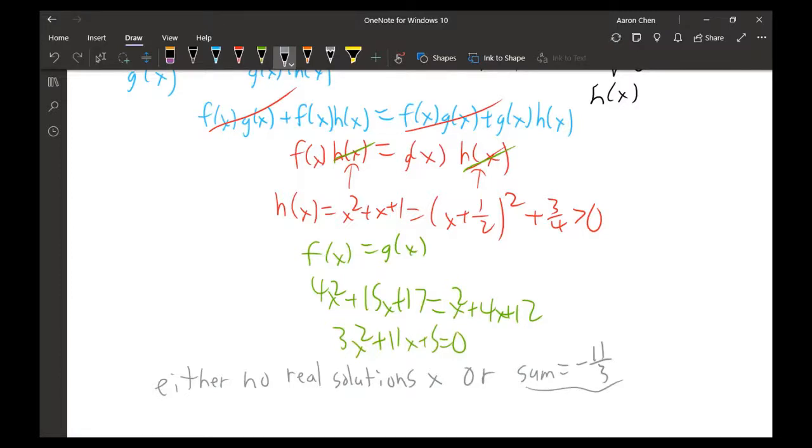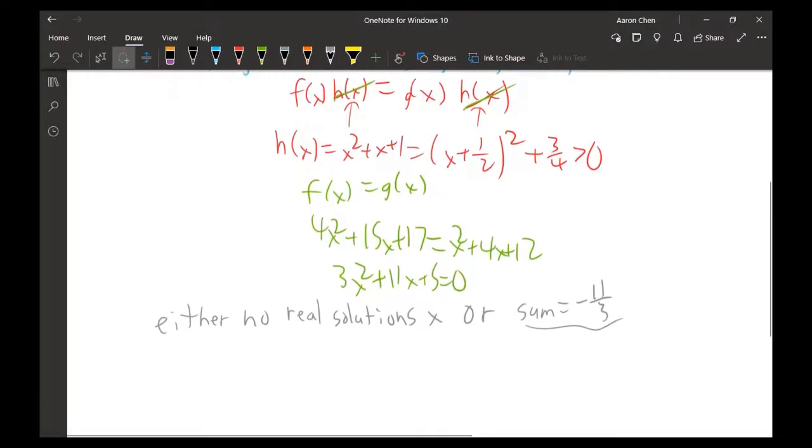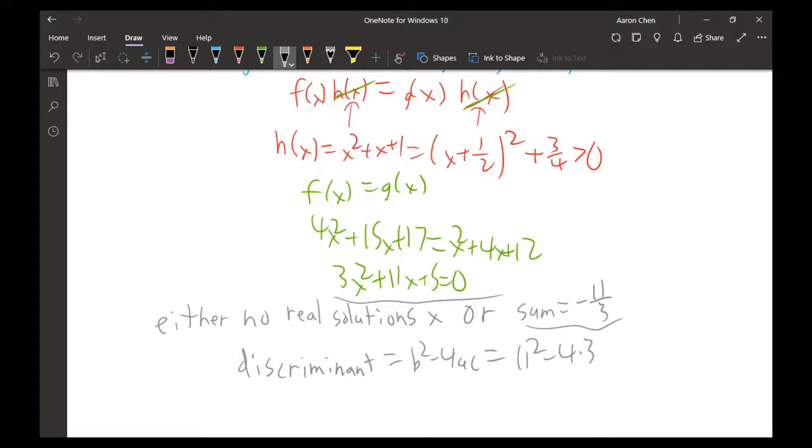What we need to do is check whether or not this has real roots, and the easiest way to do this is by finding the discriminant. This is equal to b squared minus 4ac, or 11 squared minus 4 times 3 times 5, so this is 61. Since this is greater than 0, the sum is negative 11 over 3. So the sum of all real roots is just negative 11 over 3.